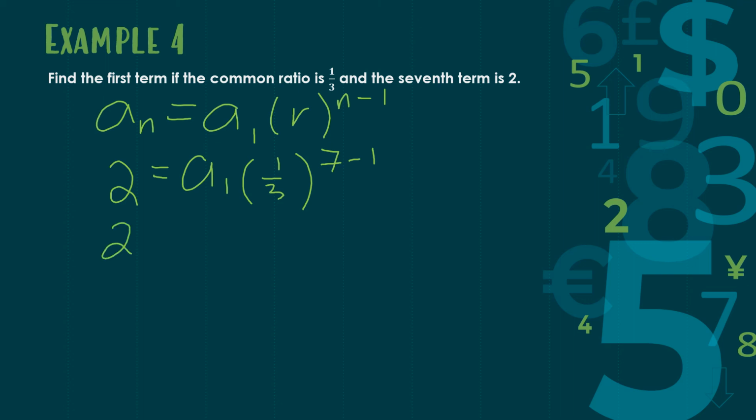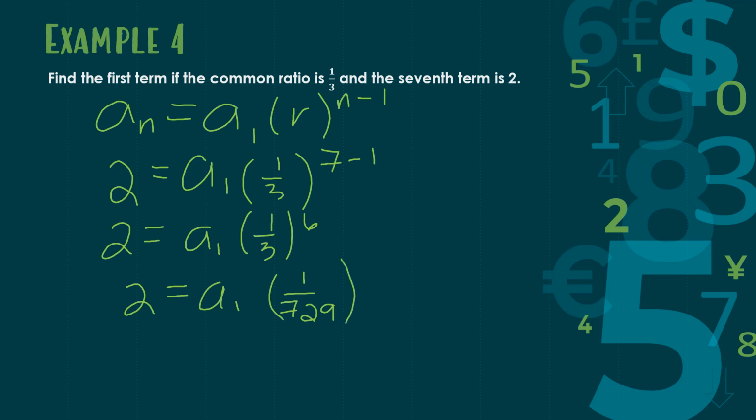So to solve, you're going to start on that right side, and you're going to do 7 minus 1, which is 6. Now you're going to do 1/3 to the 6th power, which is going to be 1 over 729. So now we need to get rid of that 1 over 729. There are a couple ways you can look at this. In middle school, you started with talking about multiplying by the reciprocal, so that's technically what we're going to do.